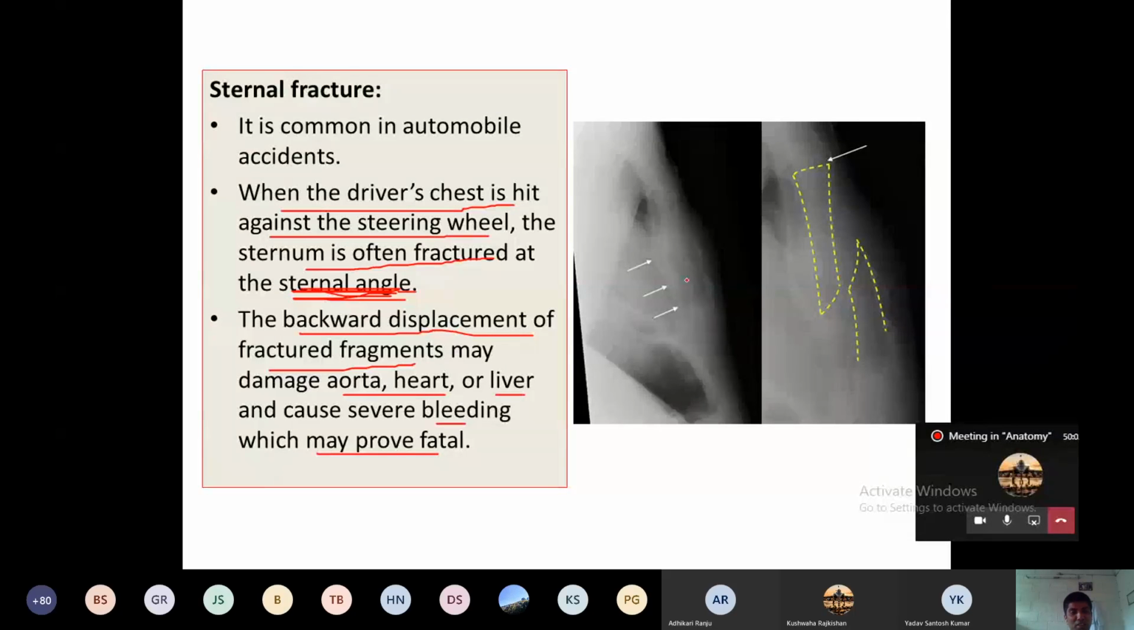See here. Here you can see the X-rays showing the fracture of the sternum at the sternal angle. So here there is a fracture at the level of the sternal angle. Superiorly you can see the manubrium, and inferiorly you can see the body of the sternum. The manubrium is going backward and the body of the sternum is going forward. See here, this is the body of the sternum and this is the manubrium.